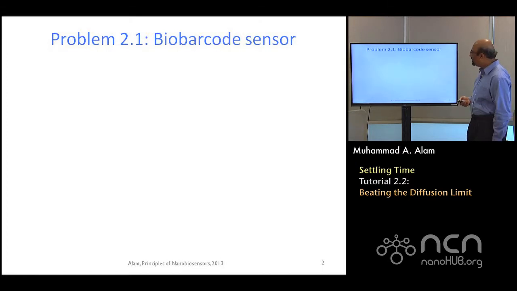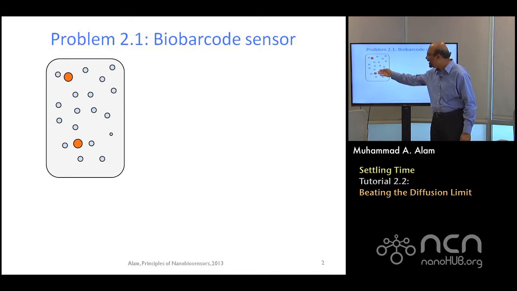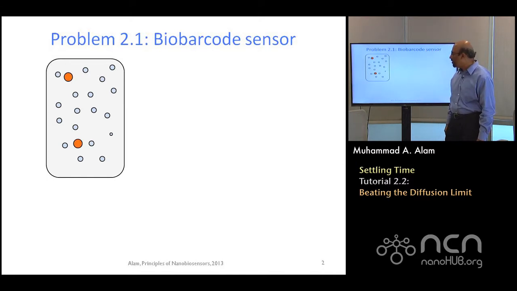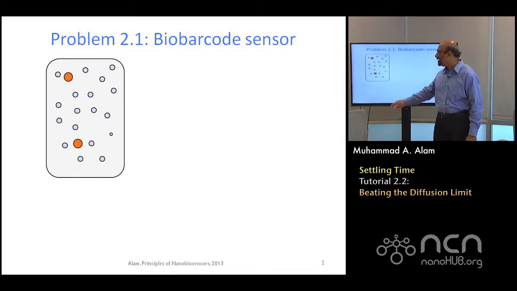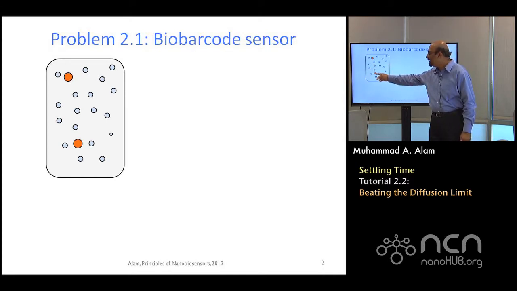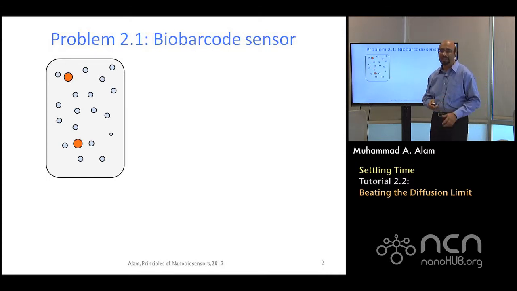One of the first problems about beating the diffusion limits, remember there are a couple, right? The first one was the bio-barcode. The idea was that if you have a set of biomolecules and only a few capture probes, then it is dictated by how long it takes for the biomolecules to arrive at the sensor. These will be immobile sensors. So it takes a long time. You remember that. That's the diffusion limit.